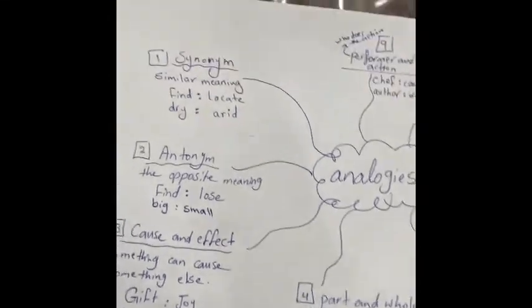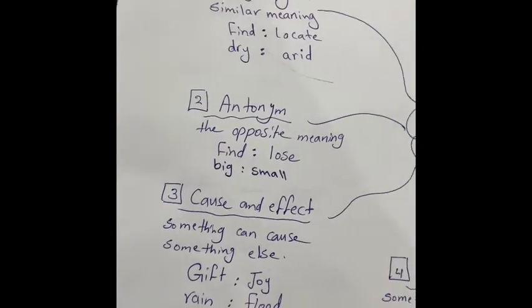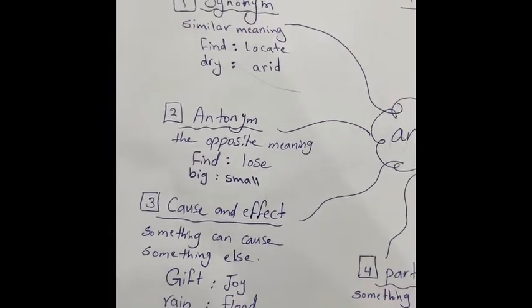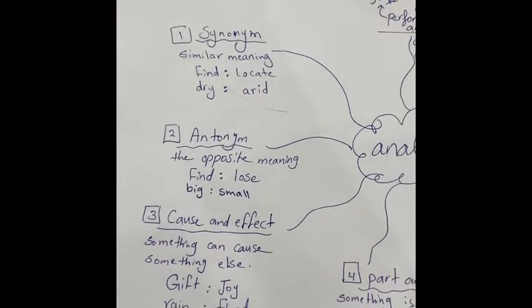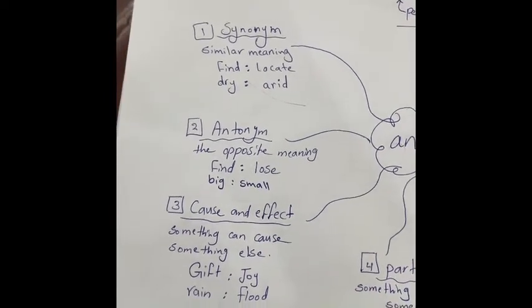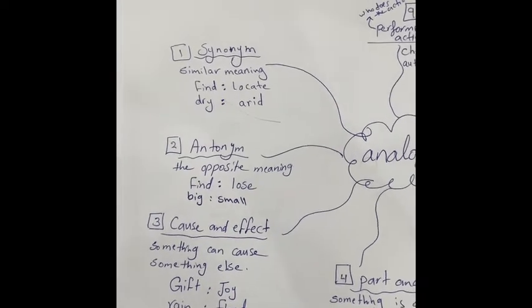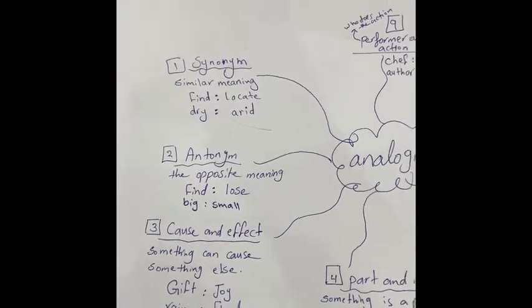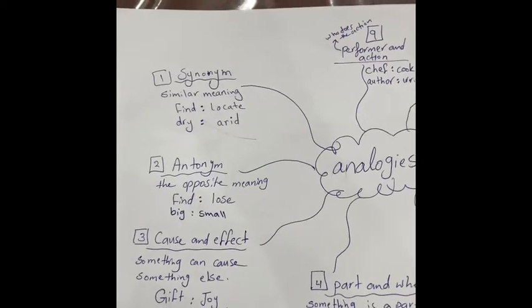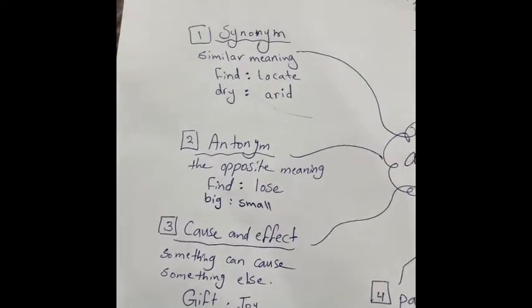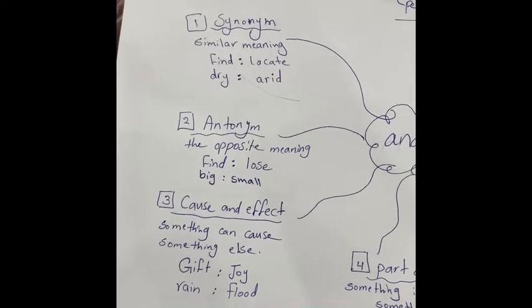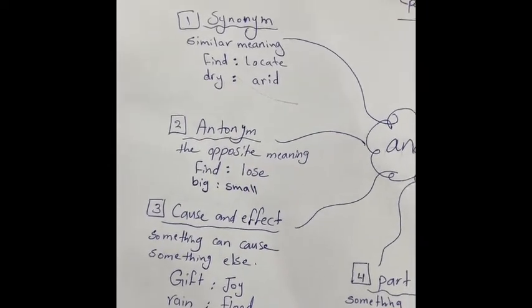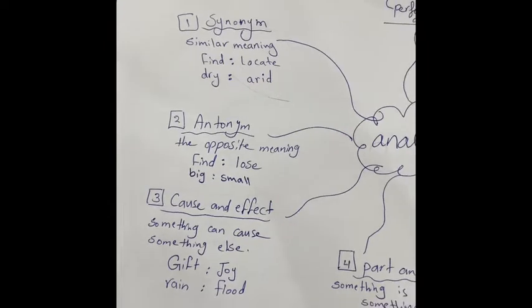Number one, let's start. This is a repetition of yesterday's lesson. Number one is the synonym, which means similar meanings. Two words have similar meanings, for example, find and locate. If you find something, it means you locate this thing. And also dry and arid have the same meaning.